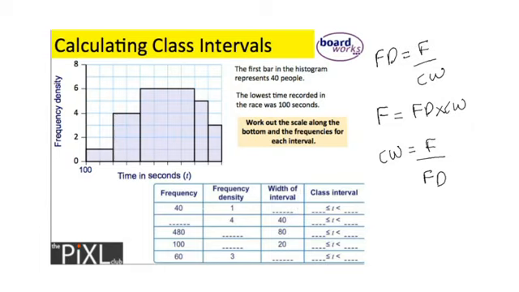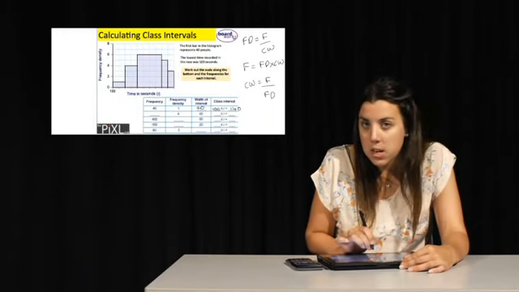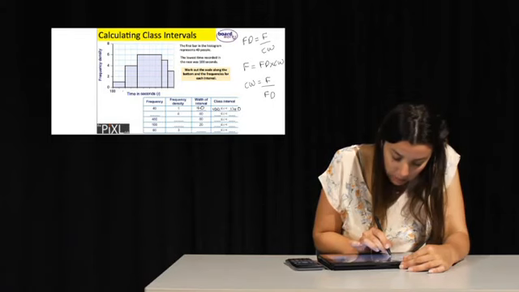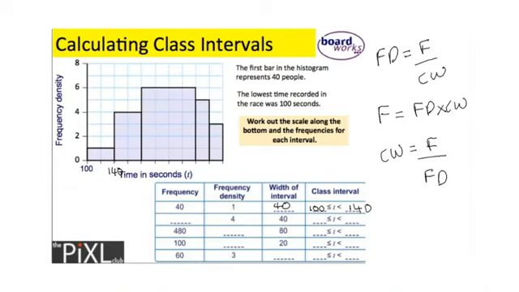We need to find the width of the interval, so the class width. And that's found by taking the frequency, in this case 40, divided by the frequency density, in this case 1. 40 divided by 1 is simply 40. So we can then use this information to actually find the scale out on the x-axis. We know that this value here is 140, so it goes up in 20s, 100, 120, 140, 160 here, so this one is 180. In 20s again, we have 200, 220, 240, 260.